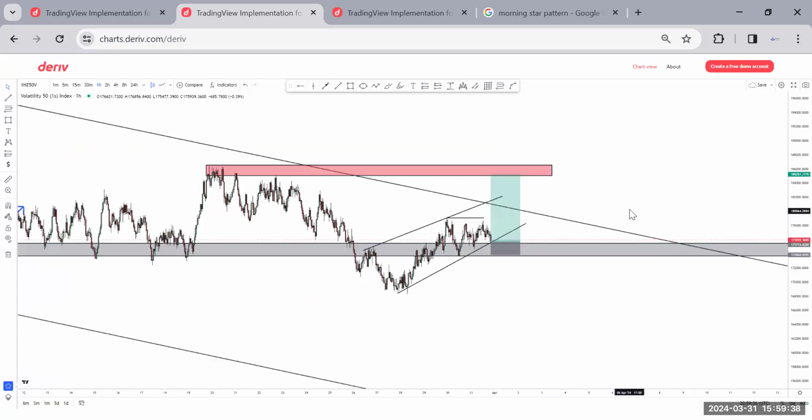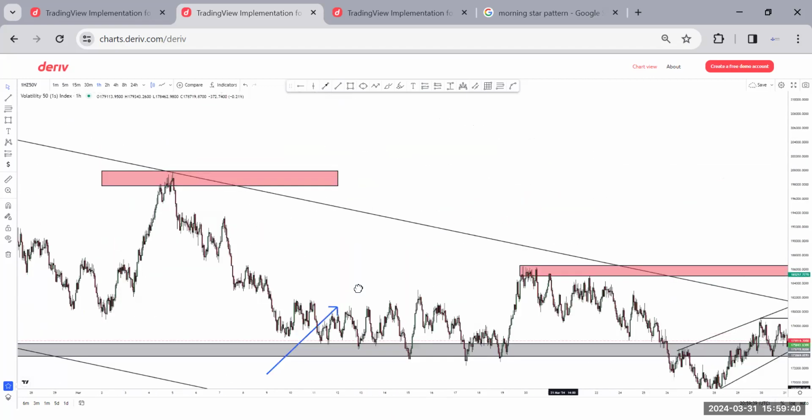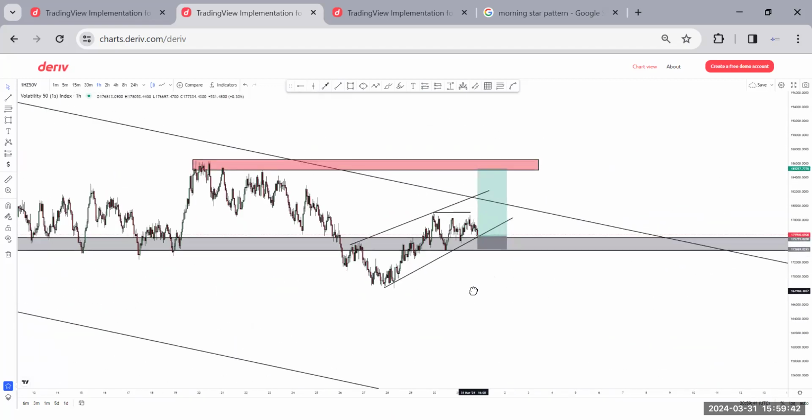Seeing something like this. But this is a bearish channel, a bearish continuation channel. But because of what's happening on the daily, I will not hesitate to take this buy, if I want to trade this asset.